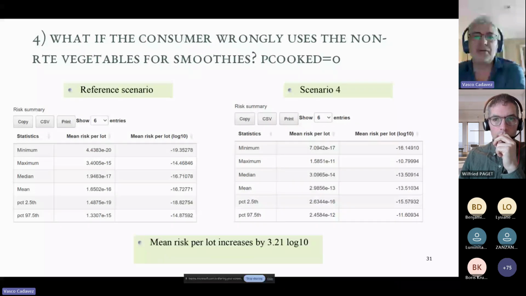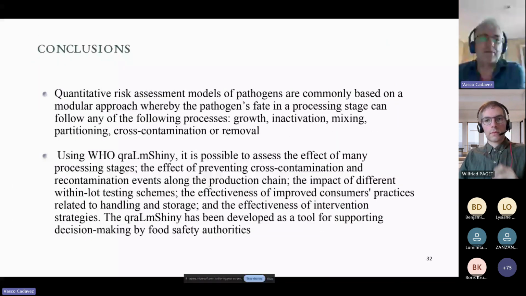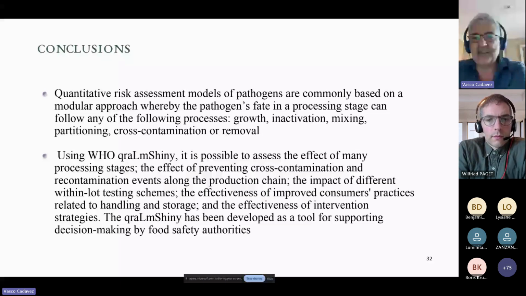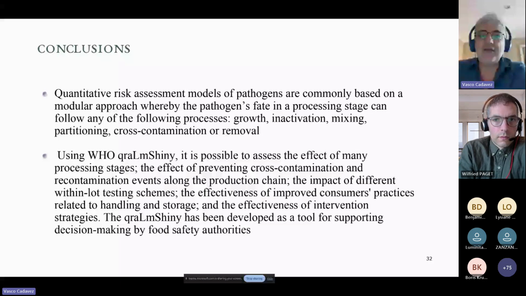Okay, so as conclusions, the quantitative risk assessment models of pathogens are commonly based on a modular approach, whereby the pathogen's fate in a processing stage can follow any of the following processes: growth, inactivation, mixing, partitioning, cross-contamination, or removal. So you need to take into consideration all these processes.